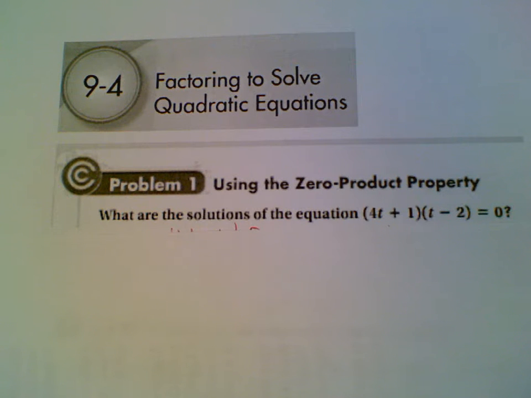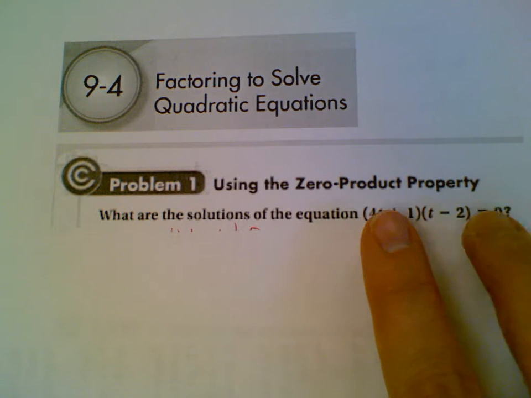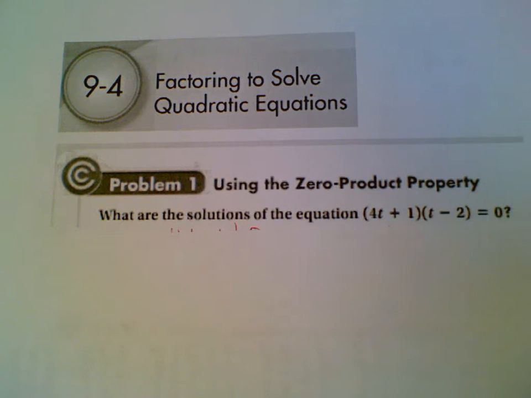Section 9.4, we will continue to solve quadratic equations. This first example is going to show you how you can solve it using the zero product property. You don't necessarily need to know what the property is talking about because the gist of it is that you're going to set each of these expressions equal to 0 and solve for what t needs to be.